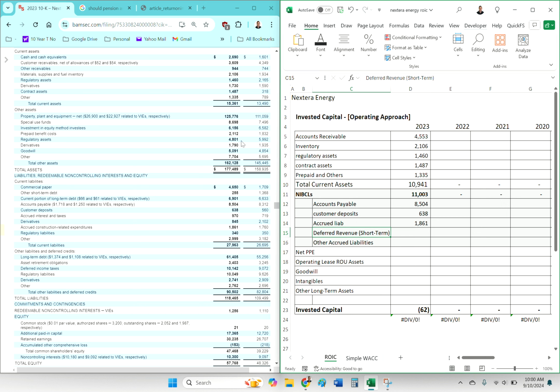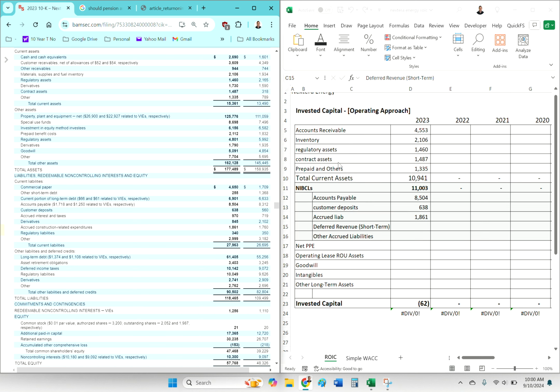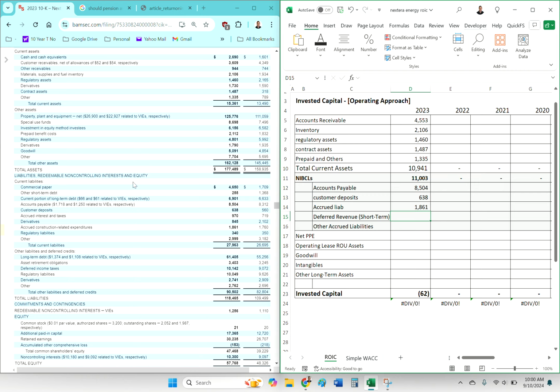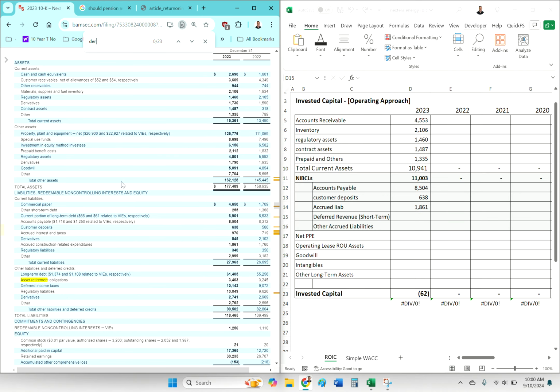And so to go back a little bit, you'll notice I ignored derivatives. And this is something I went back and forth on for a long time. But you can see we have derivatives in short-term, long-term, short-term liabilities, long-term liabilities. If you search through their 10K here, they say how they use that. I'll just show you.